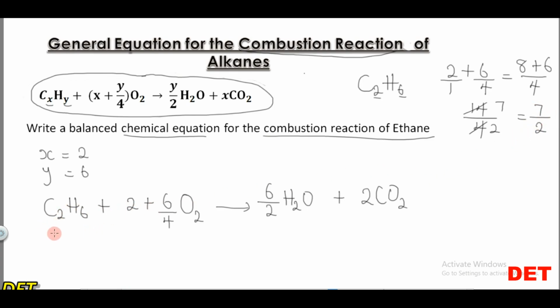So what I now have is C2H6 plus 7 over 2 O2 to give 6 divided by 2, which is 3H2O, plus 2CO2. It is wrong for us to leave our expression like this with a fraction.